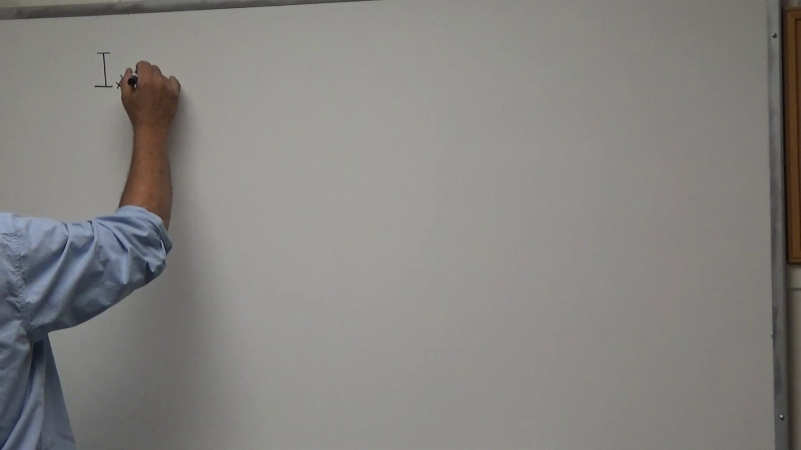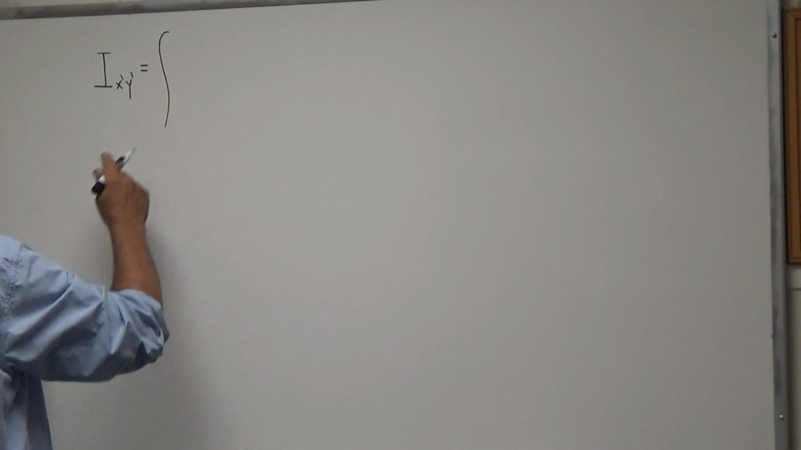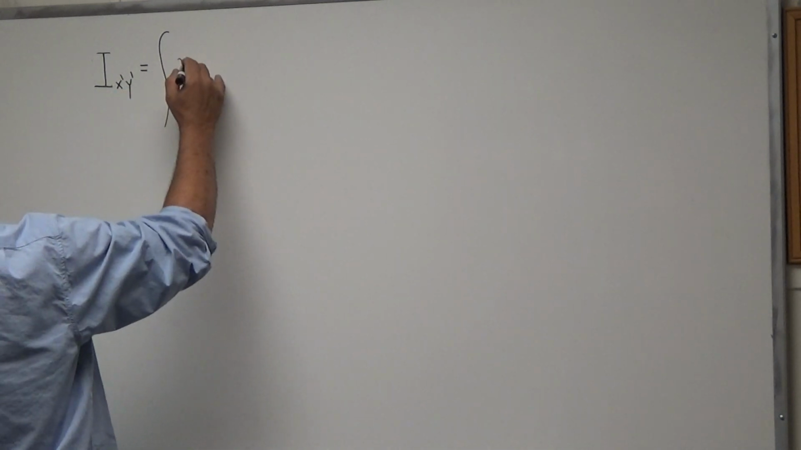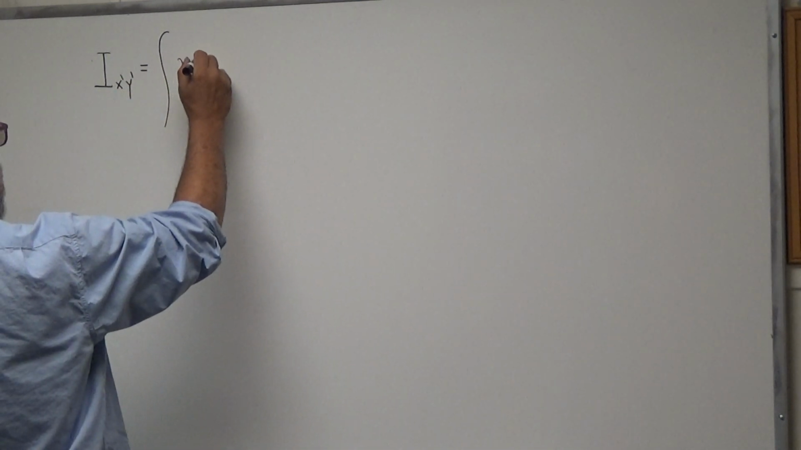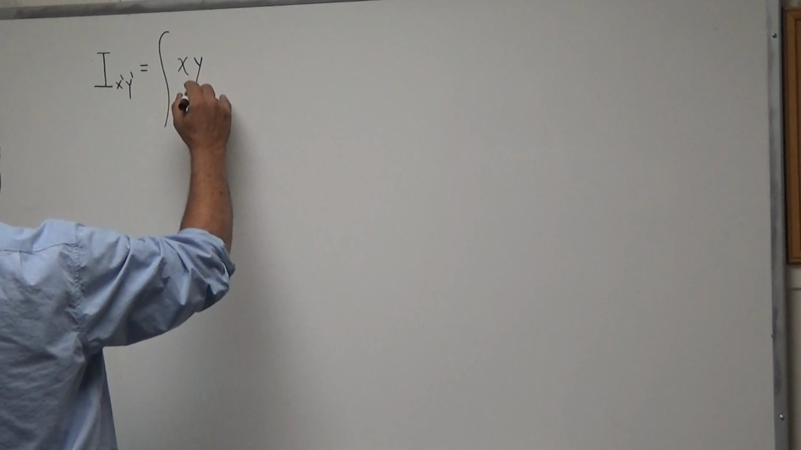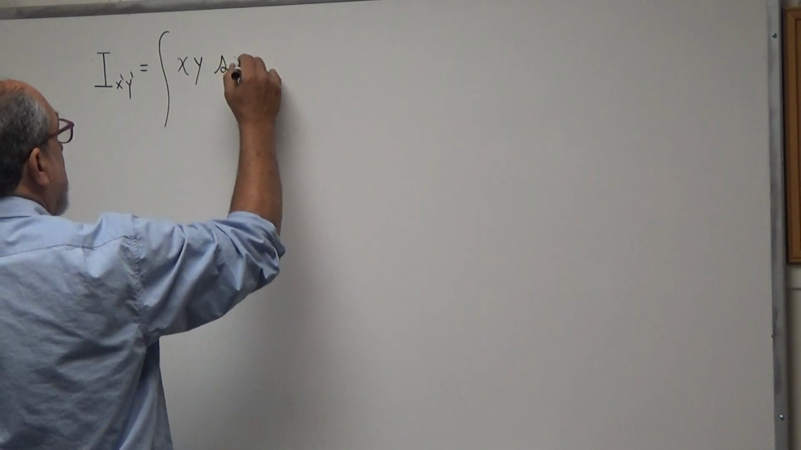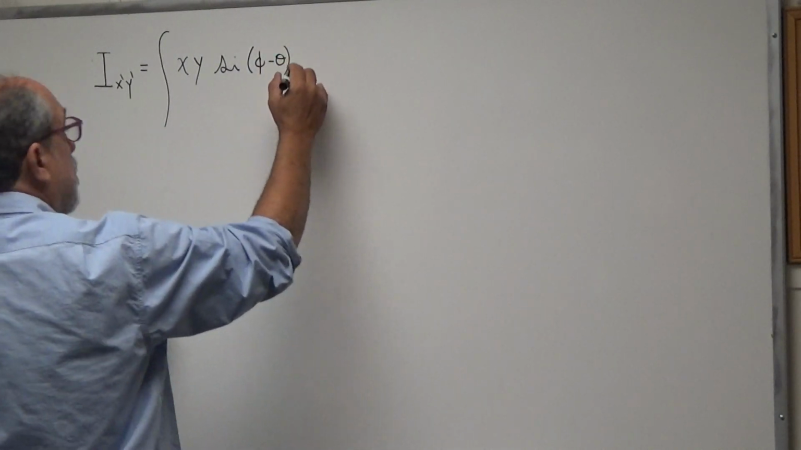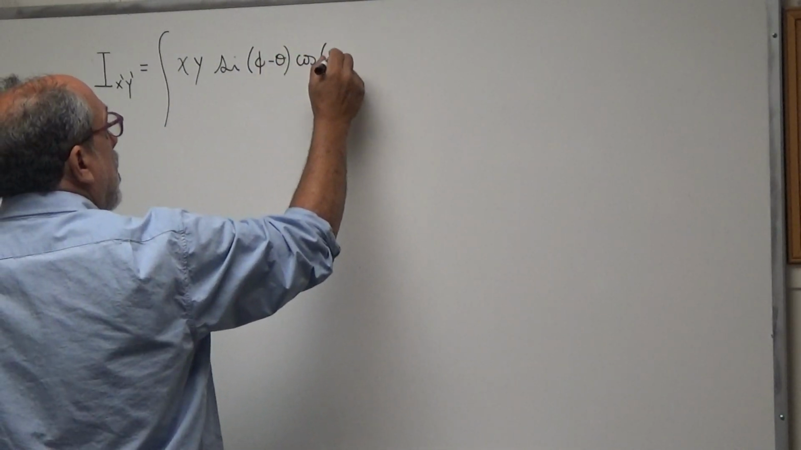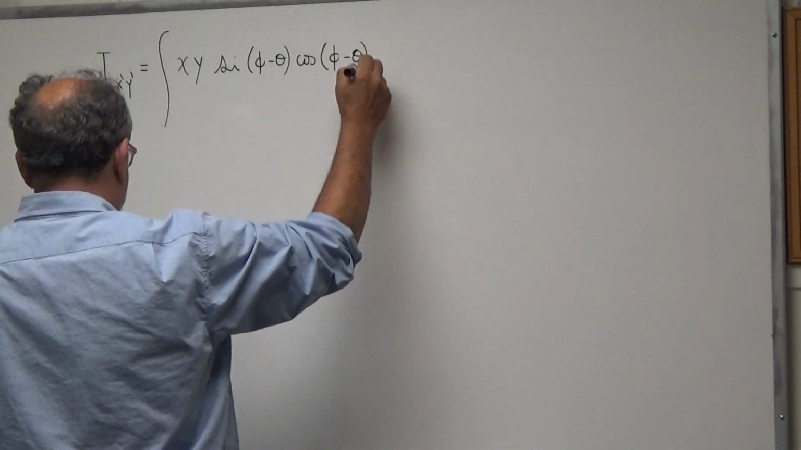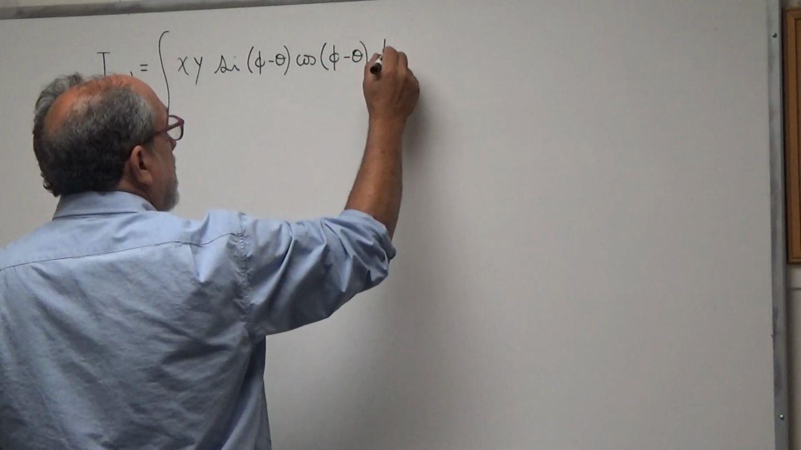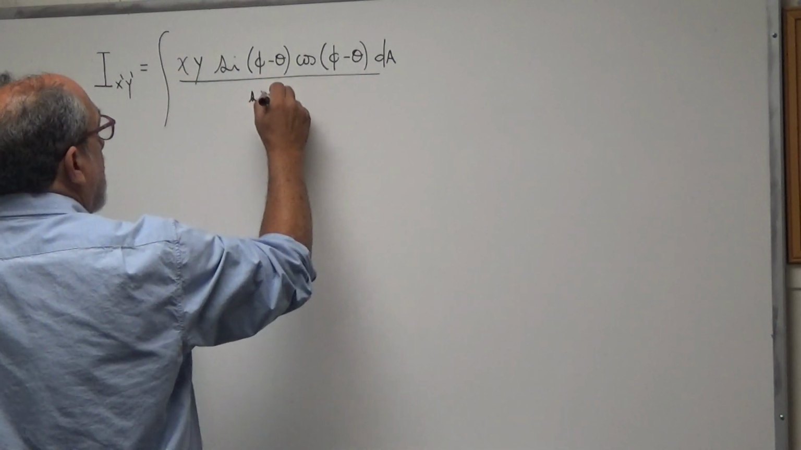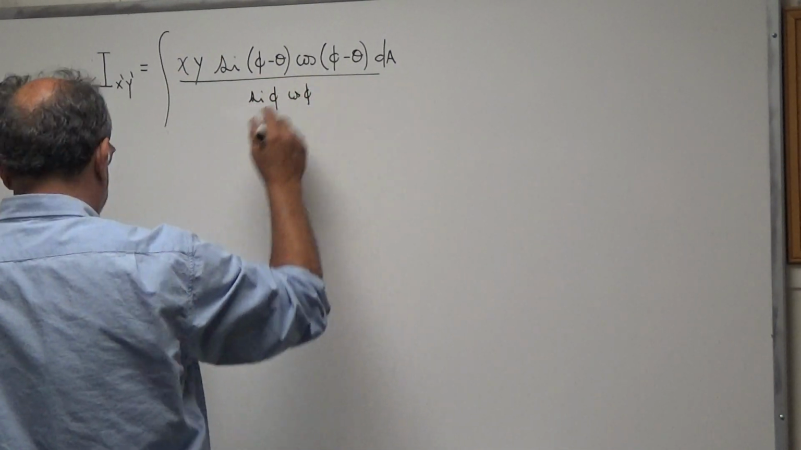I was writing down that the I about the rotated axis x', y' would be the integral of x times y times the sine of phi minus theta multiplied times the cosine of phi minus theta dA, divided by the sine of phi times the cosine of phi.